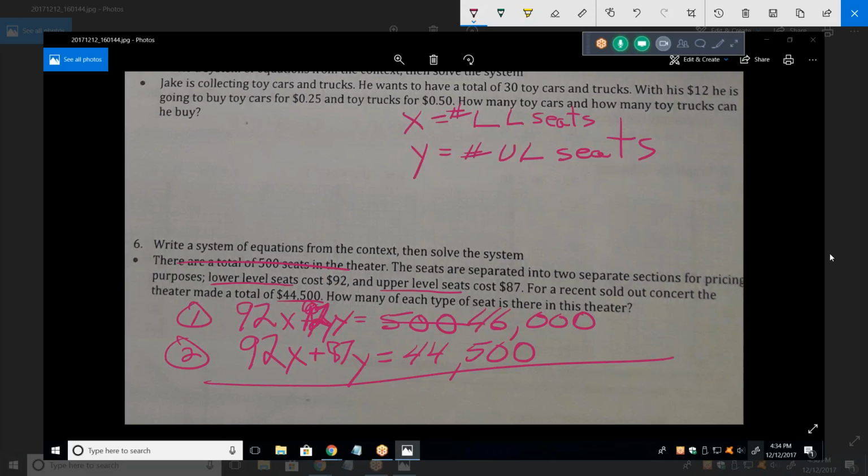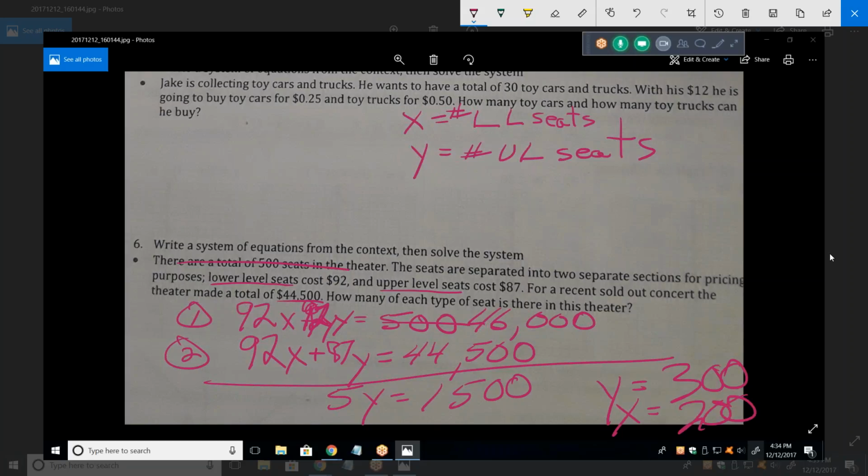So, 5y equals 40. Oh wait, no, never mind. 46,000 minus 44,500 is 1,500. Oh, okay. So what's y? 300. And what's x? 200. Okay. That's the way you do those.